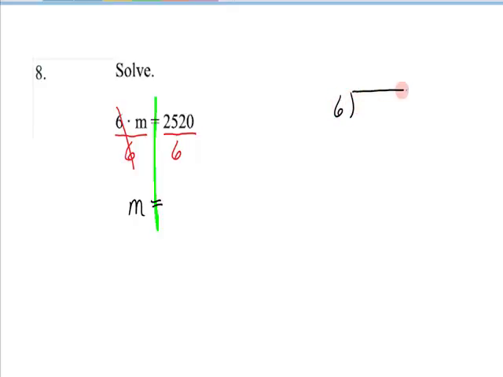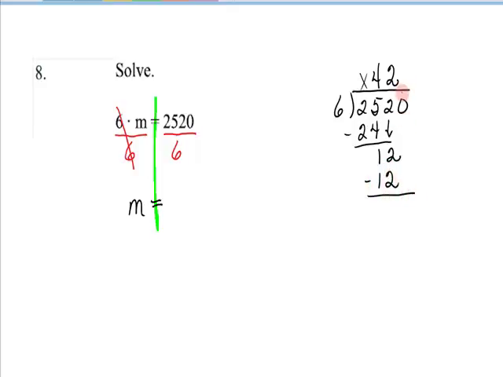And I need to divide 6 into 2,520. 6 does not go into 2, so no number there. But 6 goes into 25. We did that a minute ago. 4 times 6 gives me 24. I subtract, and I bring down the next digit. 6 going into 12, yes, 2 times. 2 times 6 is 12.